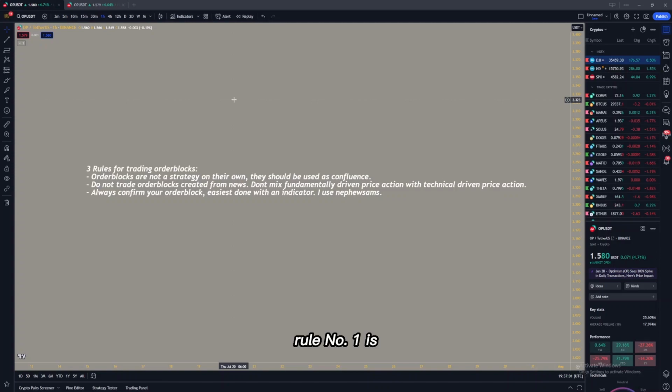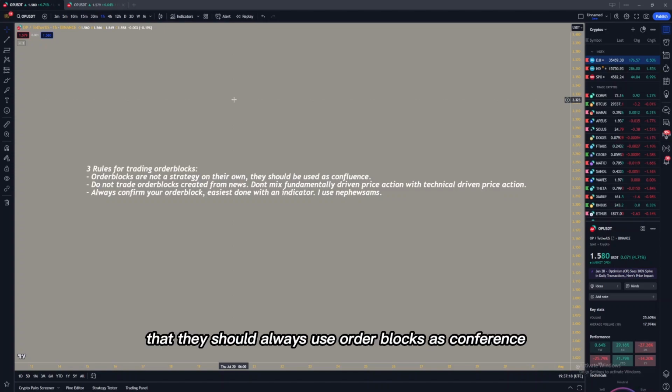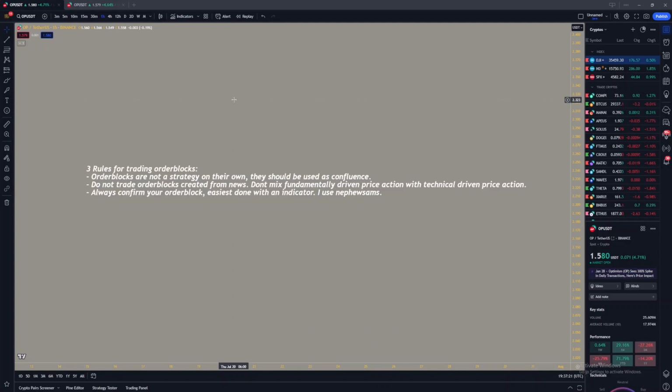Rule number 1 is order blocks are not a strategy on their own and they should always be used as confluence. Now what I'm going to show you today is going to be somewhat of an order block strategy, but what I always teach my members inside of the private Discord is that they should always use order blocks as confluence. Now what I mean by this is many people will find an order block and place their trade from the order block, set their TPs, stop losses quite randomly, and just hope for the best. You don't want to do that.